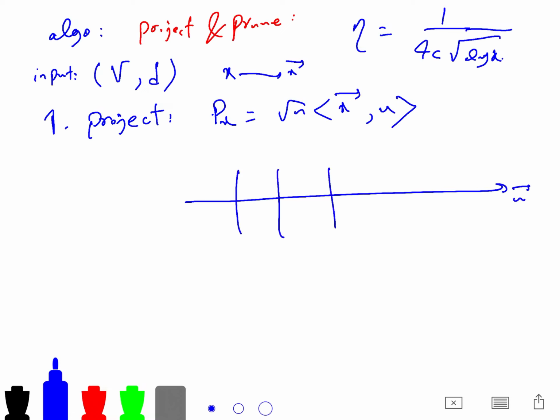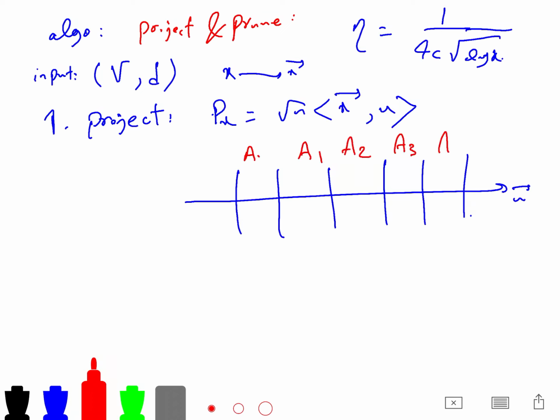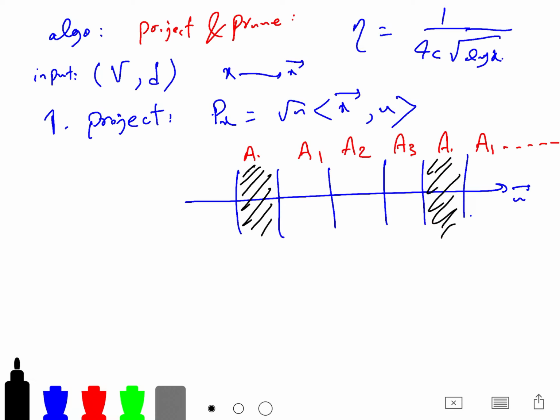So then we create some interesting clusters. For example, first we go A0, A1, A2, A3, again A0, A1, and this goes forever. And you see that the interesting idea of this article is that this A0 is far from A0 here, and this has some interesting consequences.